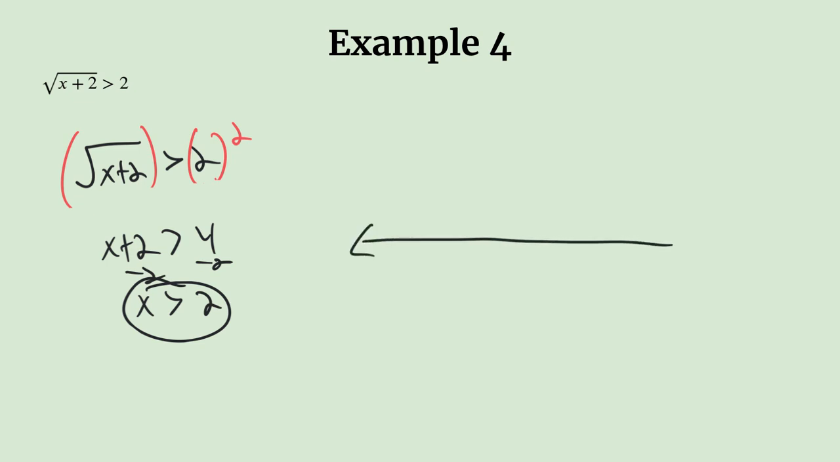So then our graph here. Open circle at 2, and x is greater. But you need to make sure you check for those extraneous solutions. Extraneous just meaning it seems like the number works, but then when you plug it in, it doesn't work.